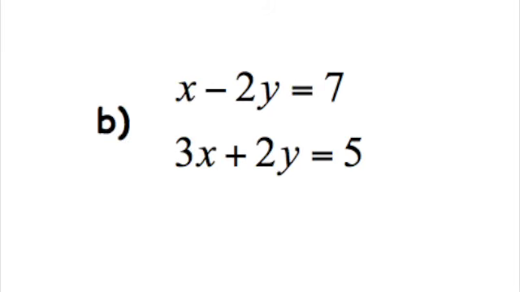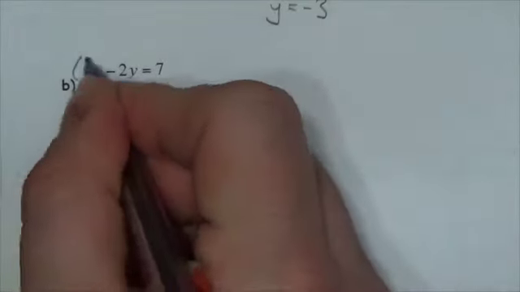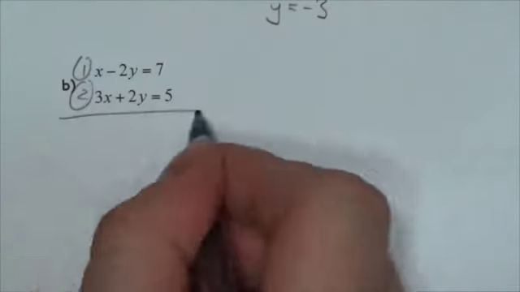Solve by elimination. x minus 2y equals 7. 3x plus 2y equals 5. Okay, so now for this system, let's take a quick look here. Let's label it again, equation 1 and equation 2. Now, I'm going to draw a line underneath here.